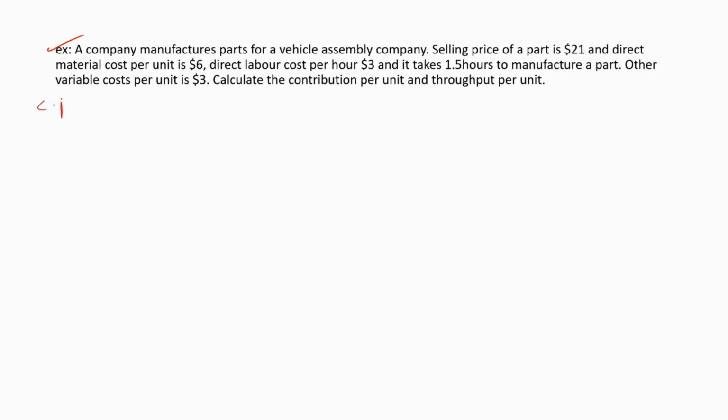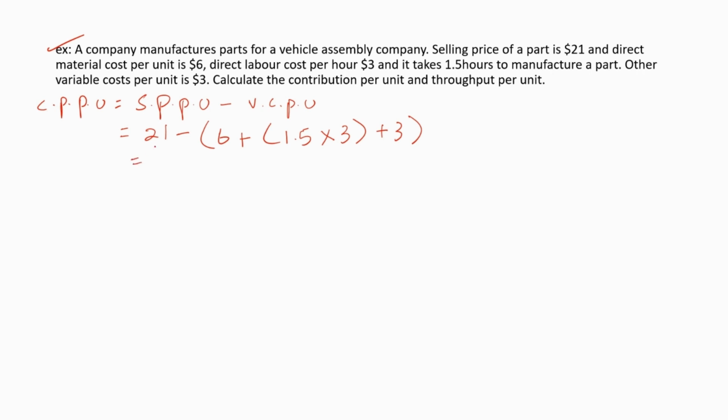So the contribution per unit is equal to selling price per unit minus all the variable cost per unit, which is equal to 21 minus material cost is 6 per unit plus 1.5 hours multiplied by $3 per hour plus 3. So the contribution per unit is equal to $7.5.